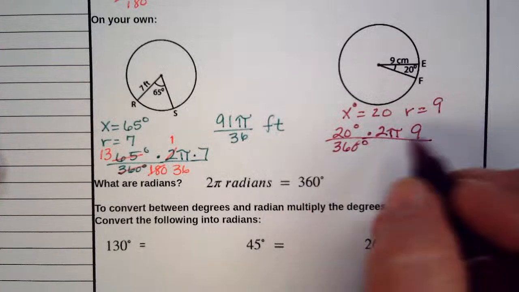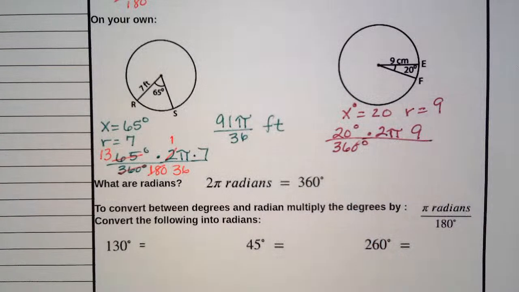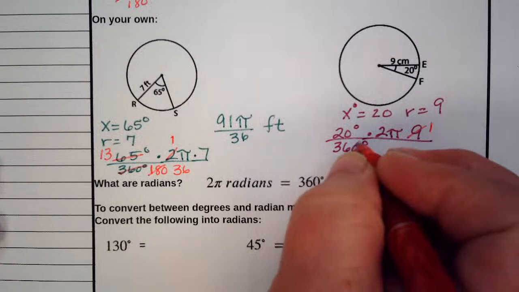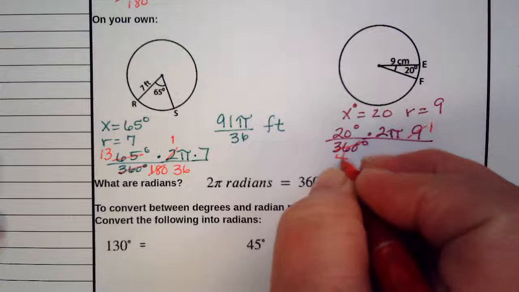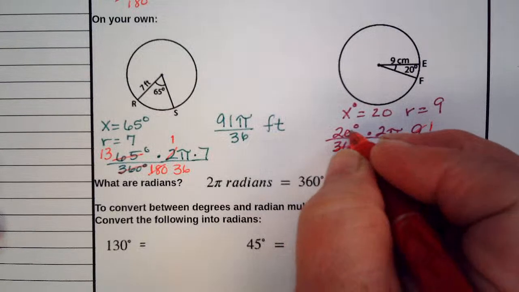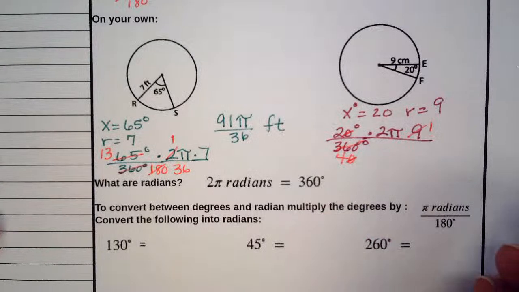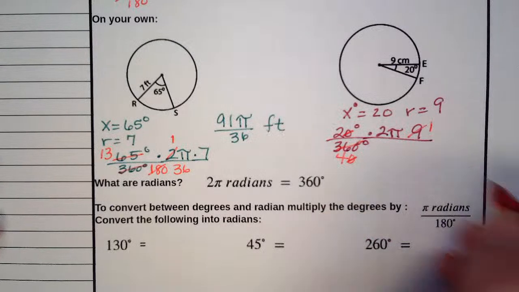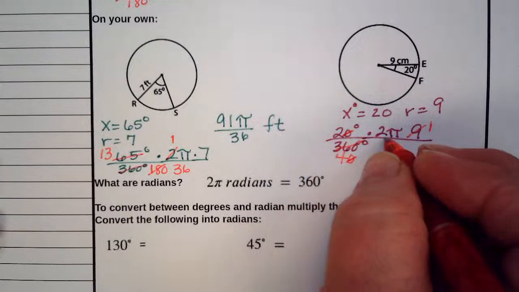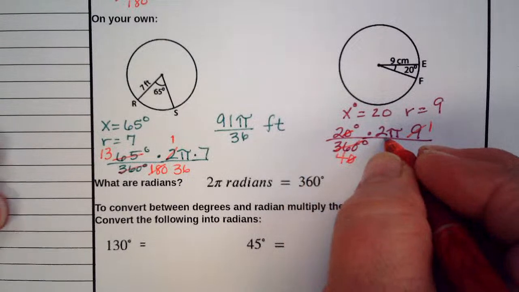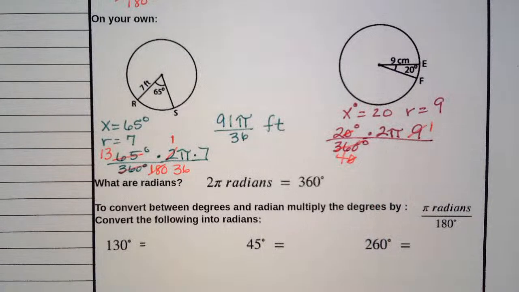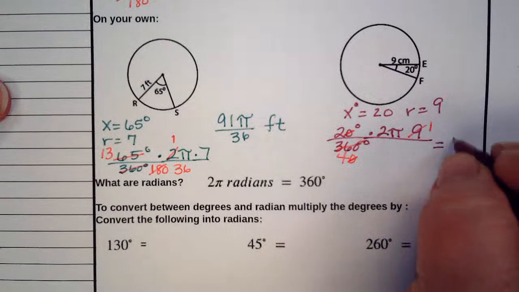Okay, if I'm looking, I know I can divide 9 out. So 9 divided by 9 is 1. 360 divided by 9 is 40. I've got 2, I've got 20, I've got 40. I can divide out that 10. So 2 times 2 is 4. 4 divided by 4 is 1. So this simply becomes pi.